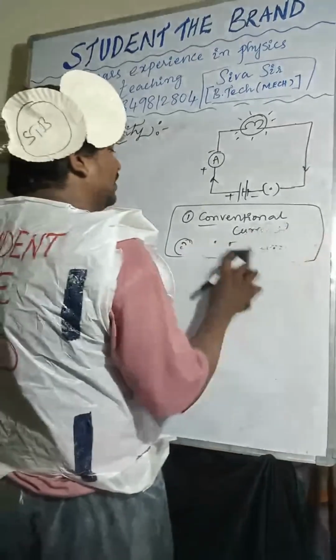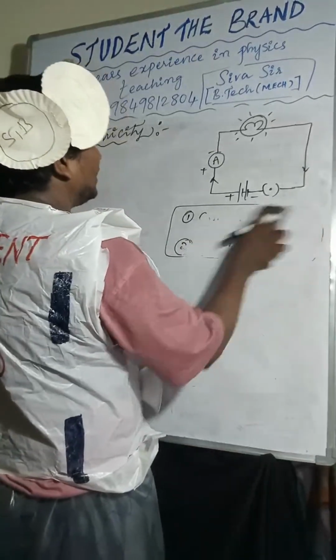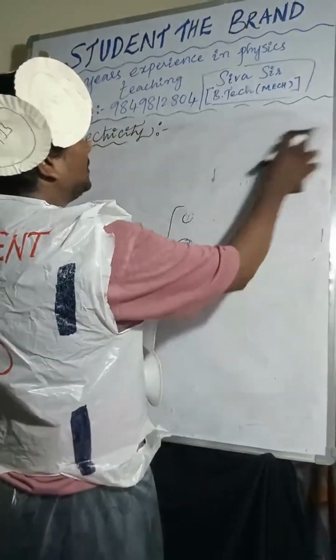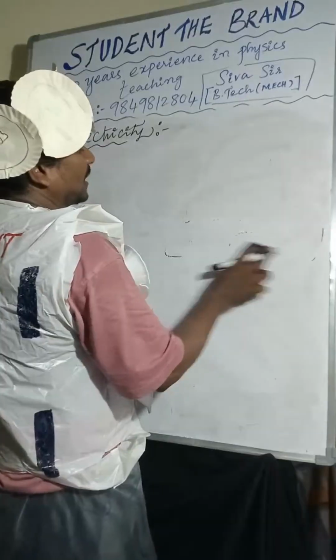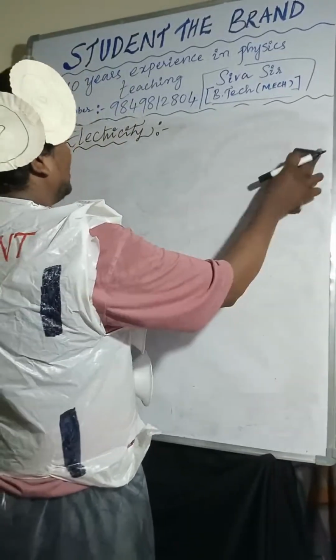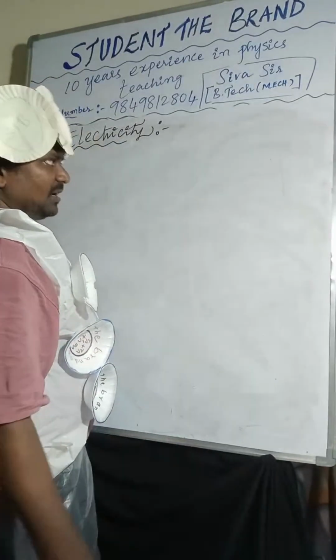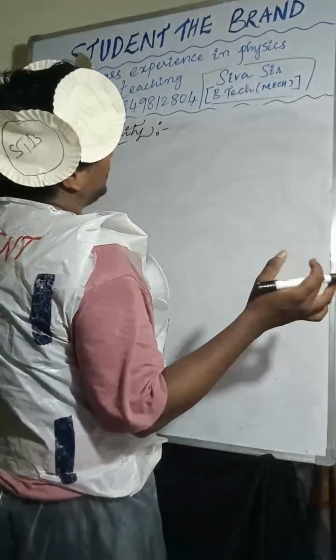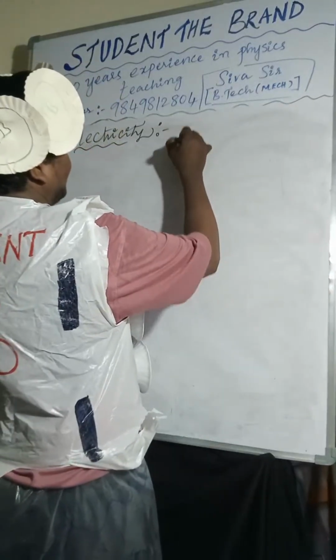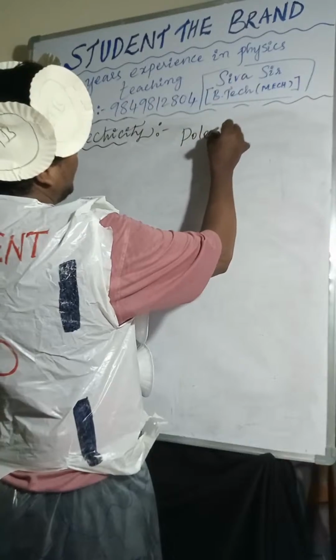Next we are going to electrical potential. An electric circuit is nothing but a closed and continuous path of an electric current. A closed and continuous path of an electric current is known as an electric circuit. Next, we are going to the potential difference.